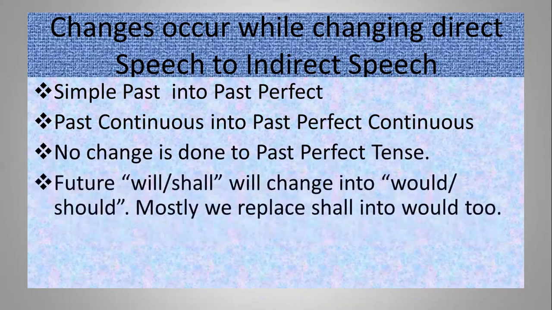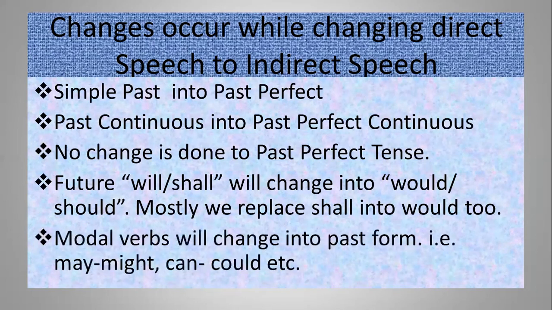Future will change into would, should. Mostly we replace shall into would too, viewers. Shall changes into would if shall refers to future action. And if shall refers to an offer or a suggestion, it changes into should. But it happens in questions. For example, shall we go to the market? Otherwise, shall will change into would in indirect speech. Modal verbs will change into past form, that is may into might, can into could.